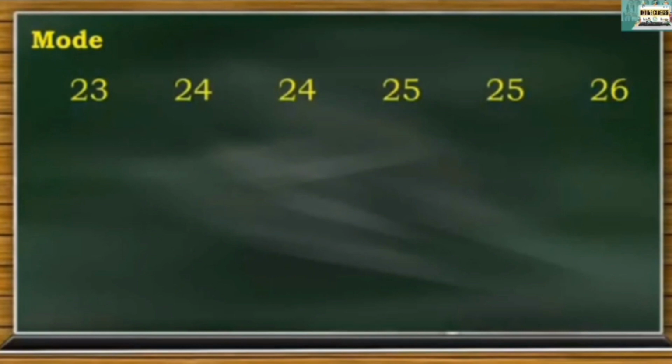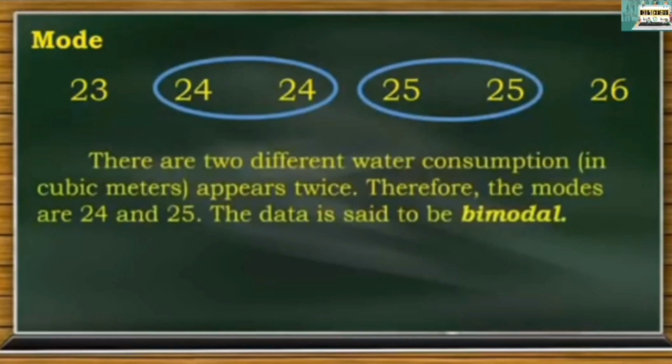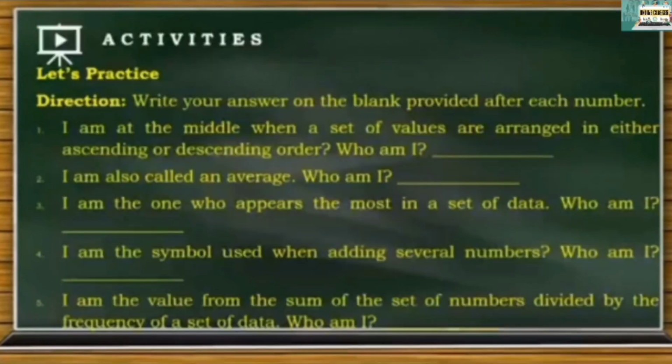Let us now identify the mode. Yes, there are two different water consumptions that appear twice. Therefore, the modes are 24 and 25. The data is said to be bimodal. Let us have the activities.